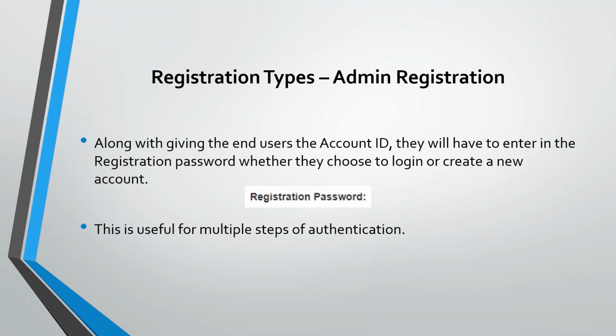Now, the next type of registration that we have is the admin registration. Along with giving our users the account ID, they'll also have to put in a registration password, which can be set up in the group settings, listed as registration password. And this will have to be put in regardless of whether they already have an account or if they need to create a new one. This method is helpful to create multiple steps of authentication.